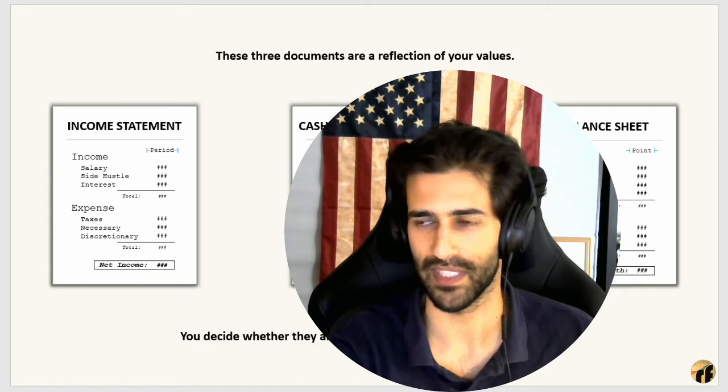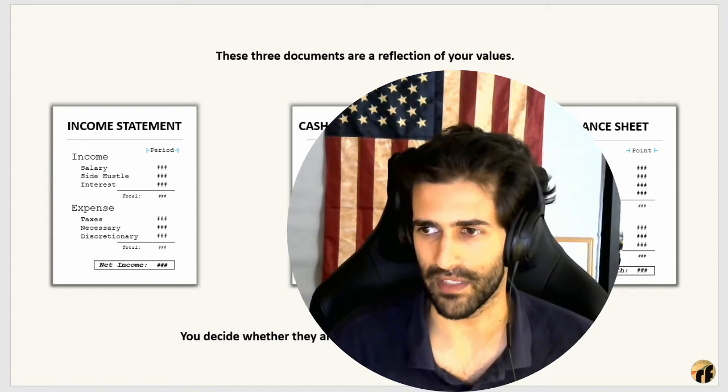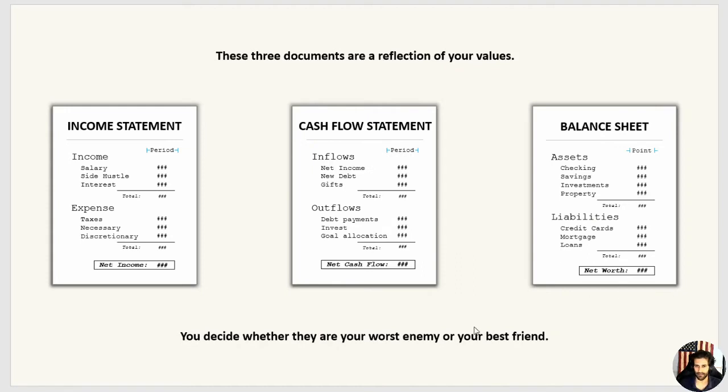It's the same thing with these statements. You have an income statement, you have a cash flow statement, and you have a balance sheet. If you're not looking at them, they're probably going to be your worst enemy. But if you want to look at them, which is what we're going to do in this series, then they become your best friend. That basically sums up the relationship that you have with these three documents.